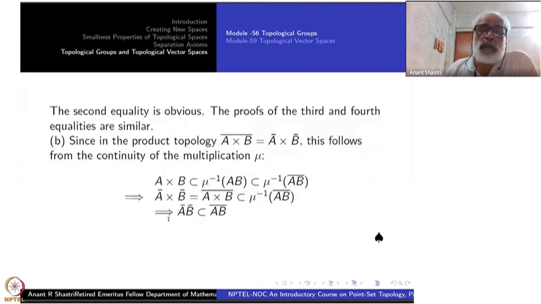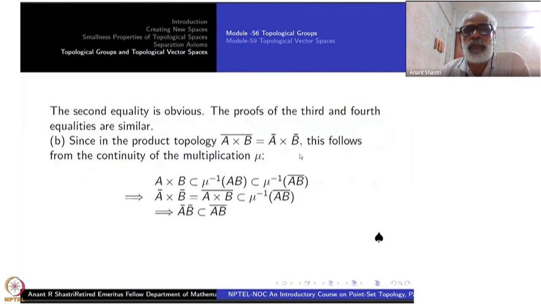The next one, what we have to do? A bar times B bar is contained inside AB bar. Okay. So let us see why. The first thing is, we know in a product topology, if you have a subset A and a subset B of the two spaces X and Y, then the closure of A cross B is the same thing as A closure cross B closure, right? That's what I'm using here. A cross B bar is equal to A bar cross B bar.